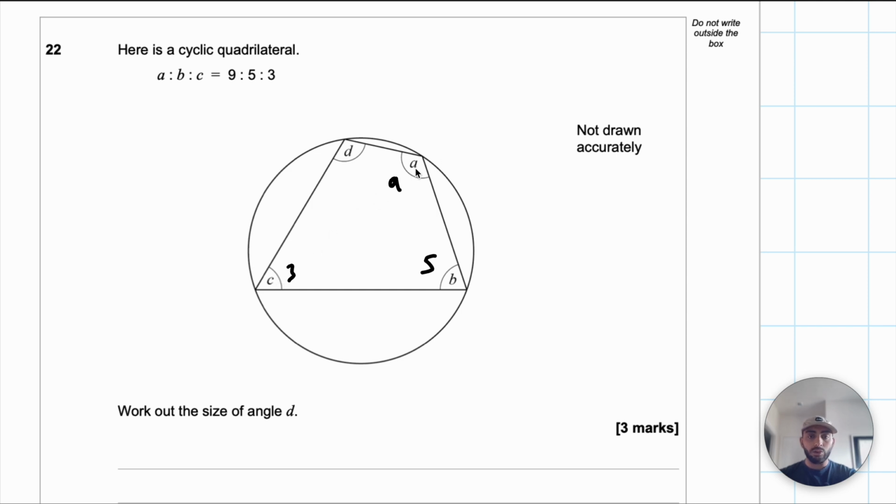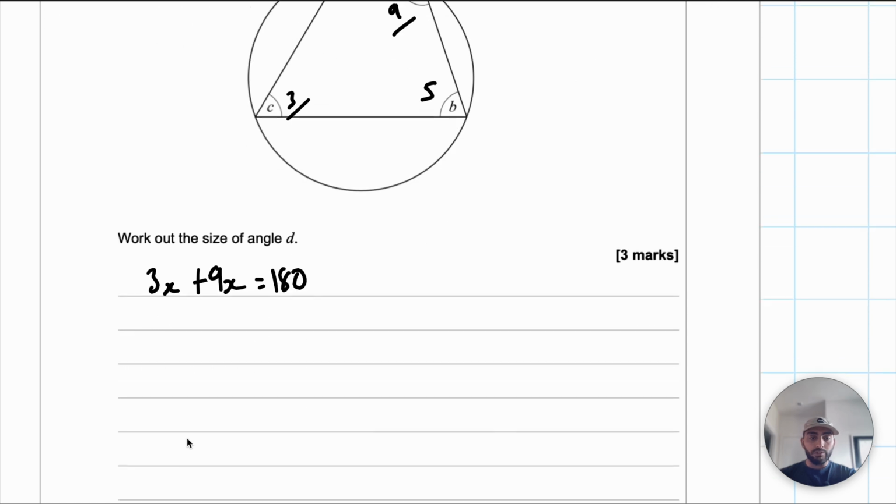Opposite angles in a cyclic quadrilateral add up to make 180. So I know 3 parts plus 9 parts will be equal to 180. So I'll write it as 3x plus 9x is equal to 180. So 12x is equal to 180. Divide both of these by 12. So x here, I know 12 times 10 is 120 and 12 times 5 is 60. So it's going to be 15. I know what each part is worth.